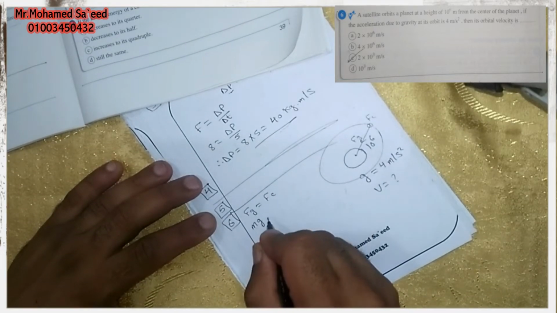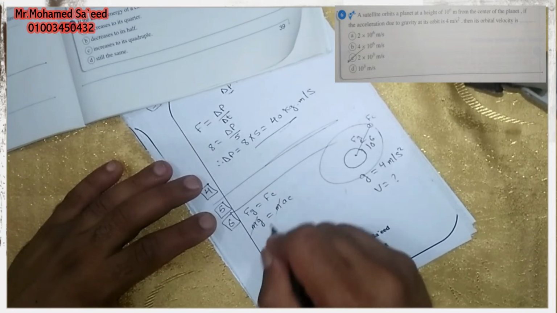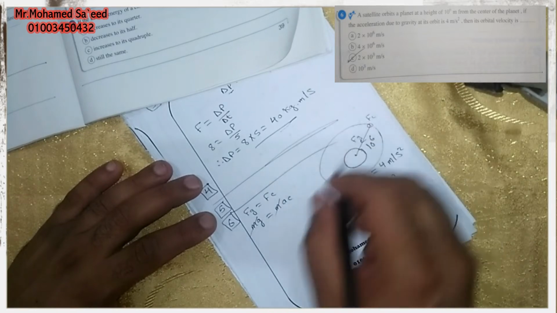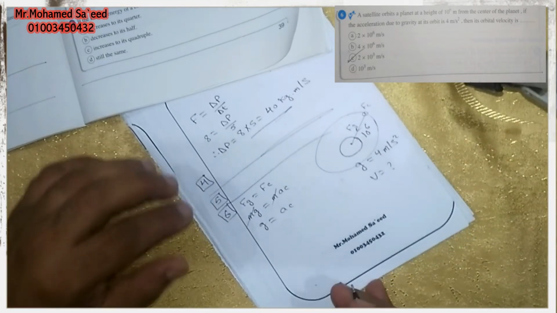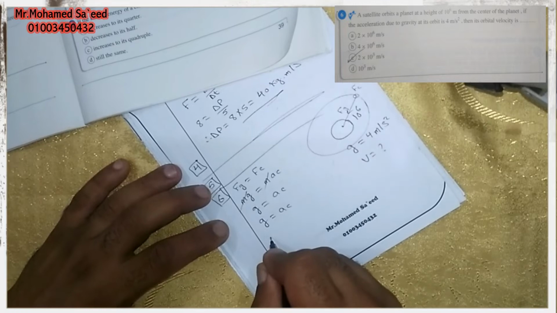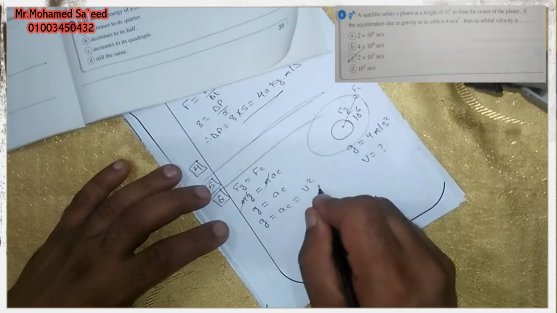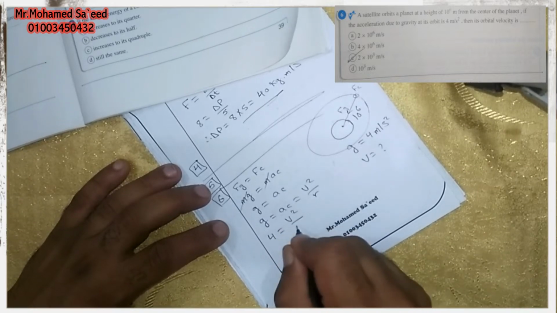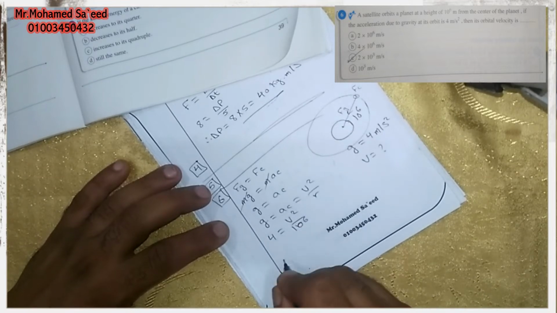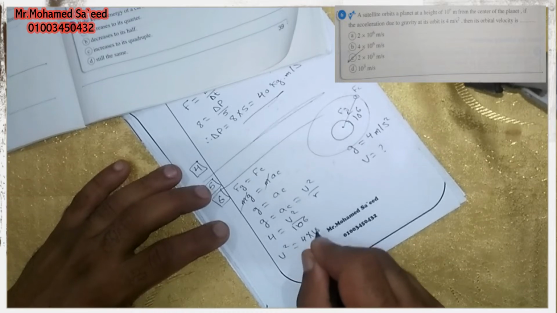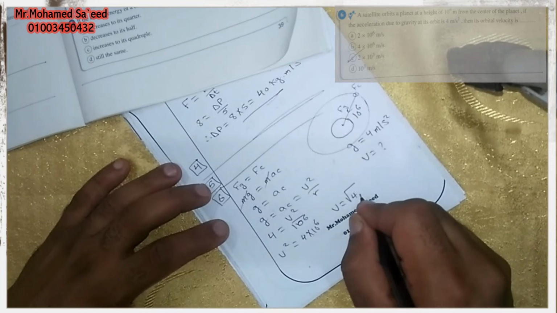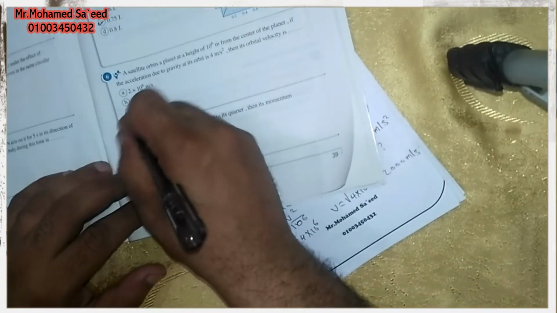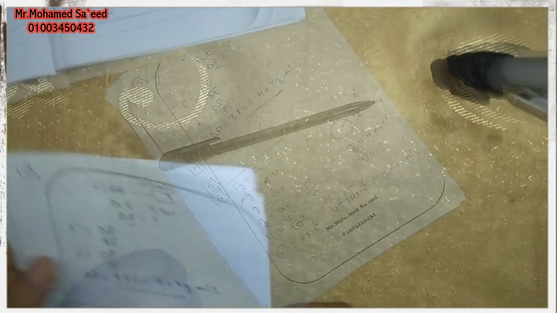If gravitational force equals mg at this place and centripetal force equals m a_c, m cancels with m. So to make the satellite orbit the planet at this place, the gravitational force should equal centripetal force. So g equals a_c, and a_c equals v square over r. Now g equals a_c, which equals 4, equals v square over r. r equals 10 power 6. So v square equals 4 multiplied by 10 power 6. So v equals square root of 4 multiplied by 10 power 6, which equals 2000 meters per second. C. Okay, question number 7.